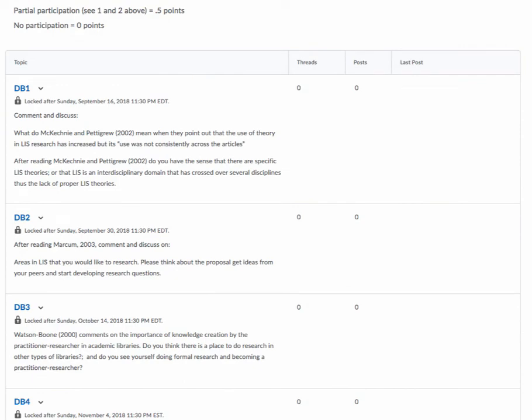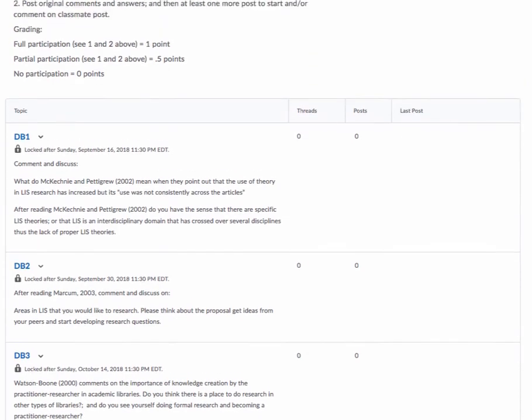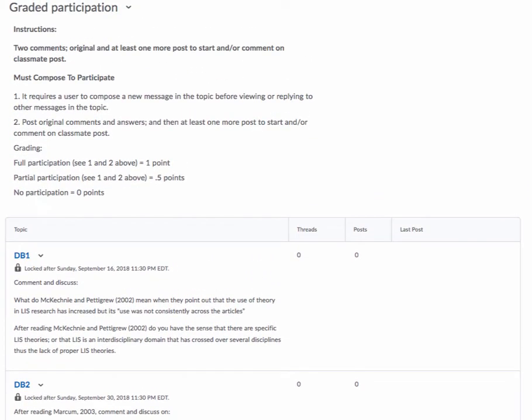And this is the one that is graded. As I said, you'll get 1 point if you do full participation, which means you have to post twice in each discussion board. So in DV1 you have to have 2 posts at least. You can have as many as you like, but at least you have to have 2 to get full credit, which is 1 point. If you only do it once, you get 0.5, and if you don't do it, you get 0. Again, look at the due dates because I won't give any extensions.